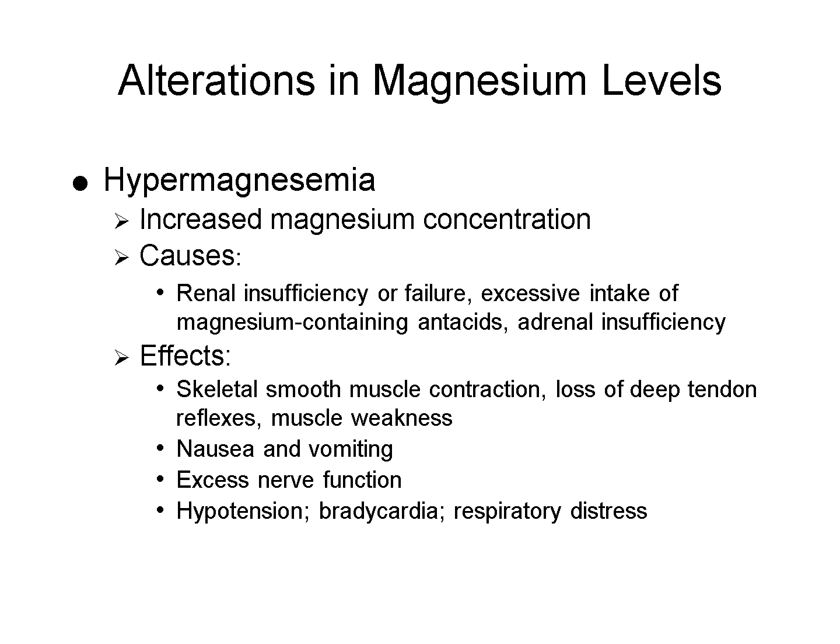Hypermagnesemia is defined as an increased concentration of magnesium in the blood. It often results from renal insufficiency or failure, excessive intake of magnesium-containing antacids, or adrenal insufficiency. The effects of hypermagnesemia include skeletal and smooth muscle contraction, a loss of deep tendon reflexes, and generalized muscle weakness. Additional symptoms can include nausea, vomiting, and signs of excess nerve function. In more severe cases, hypermagnesemia may lead to hypotension, bradycardia, and respiratory distress.